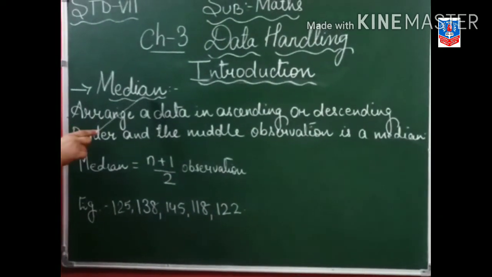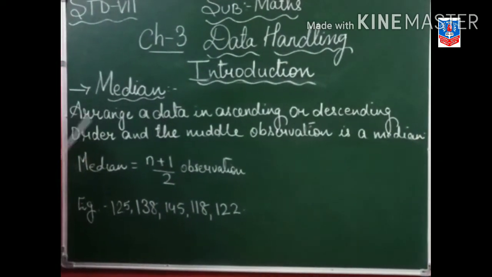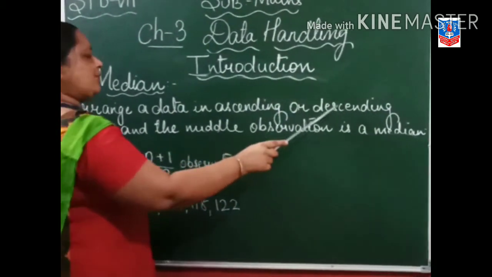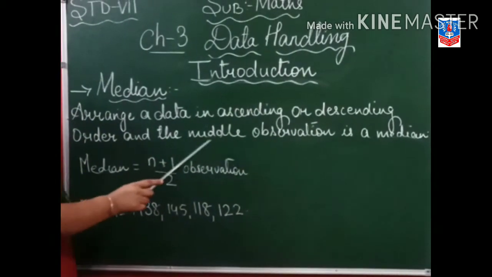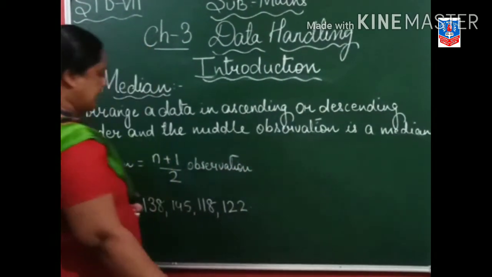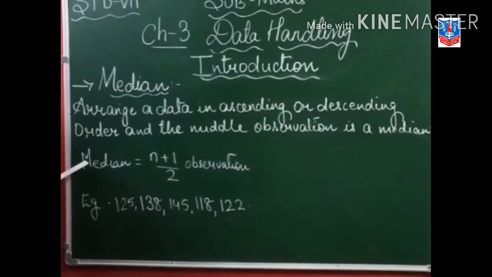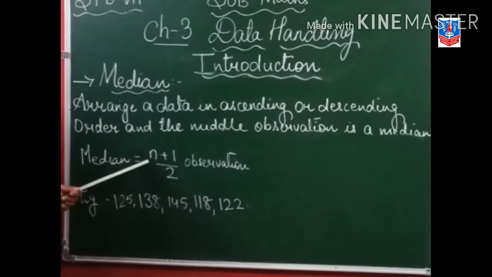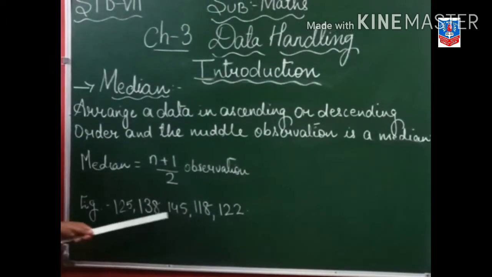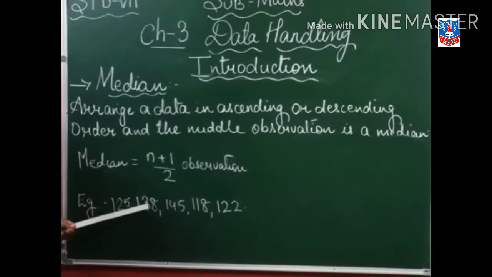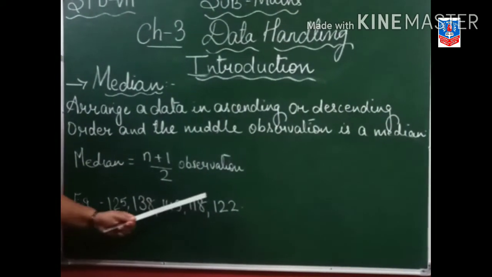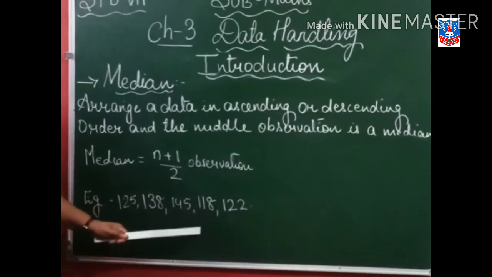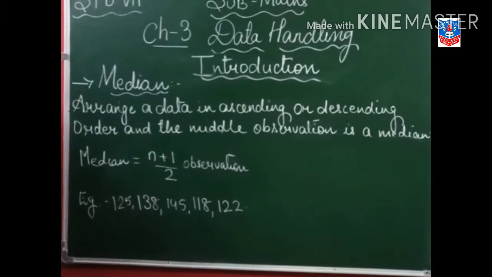Next is median. Median means middle observation. So what will you do? Arrange the data in ascending or descending order and the middle observation is the median. Now, the formula to find median is (n plus 1) divided by 2 observation. N means number of observations. Now see, 125, 138, 145, 118 and 122. You can arrange this in ascending or descending order. Now let us arrange in ascending order.